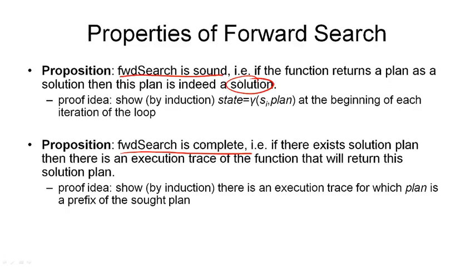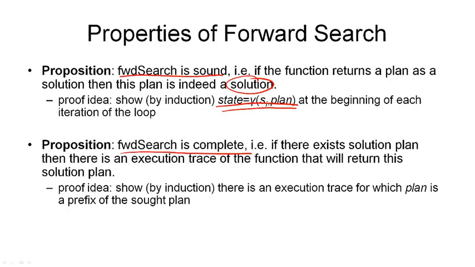If the algorithm was not sound, that means it could return a plan that isn't a solution, so we would still not know what the solution is. But the algorithm is sound. And the proof of this is very simple. We can show this by induction, and we show that at the beginning of the loop, this statement here always holds. So we have the two loop variables, state and plan, and we show that the state is always equal to gamma of Si and the plan we're currently looking at.